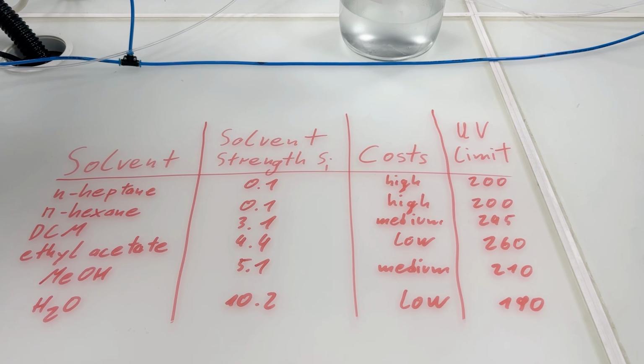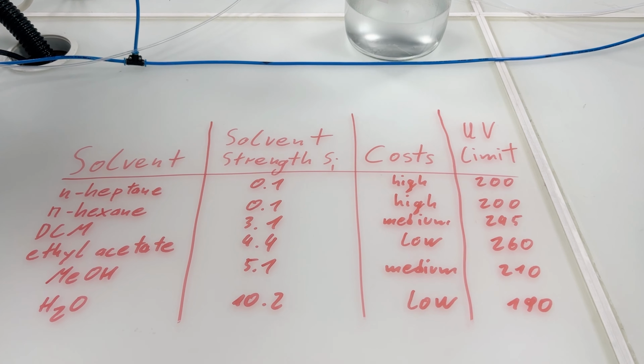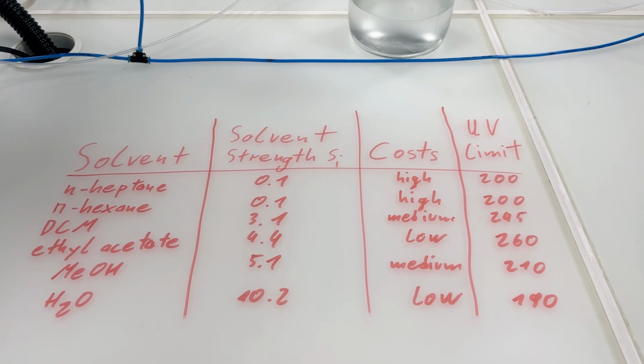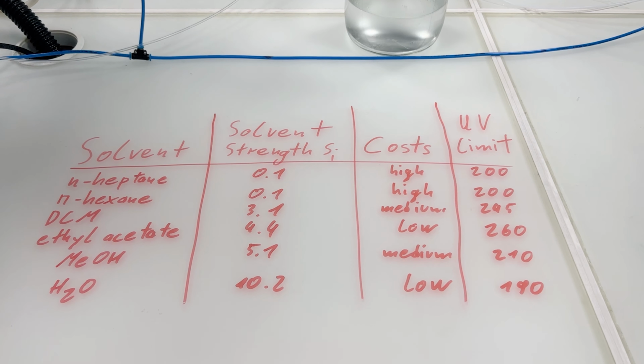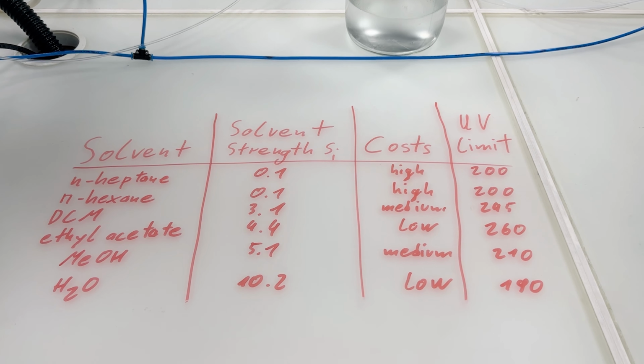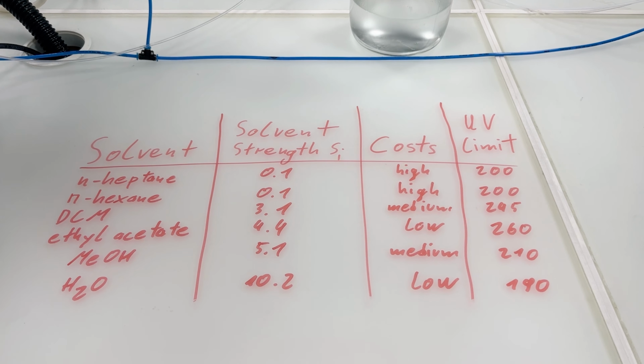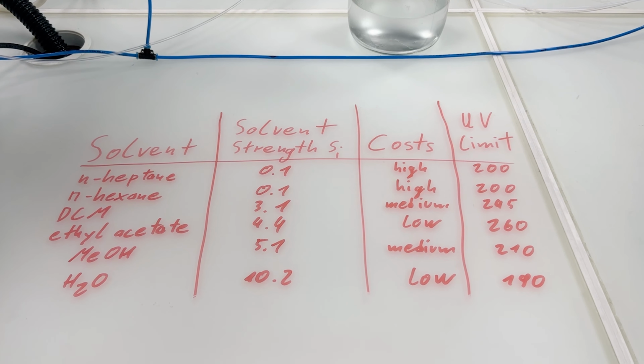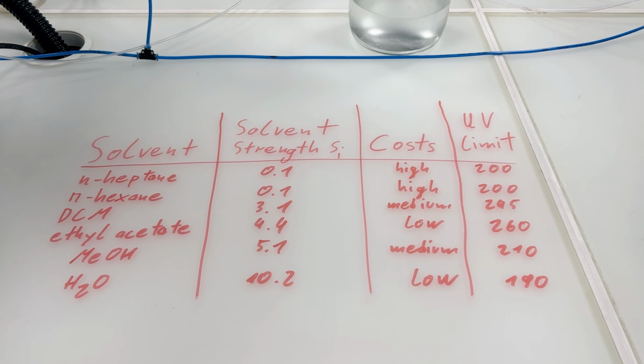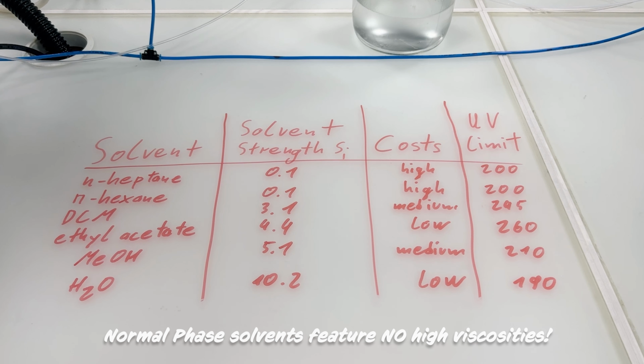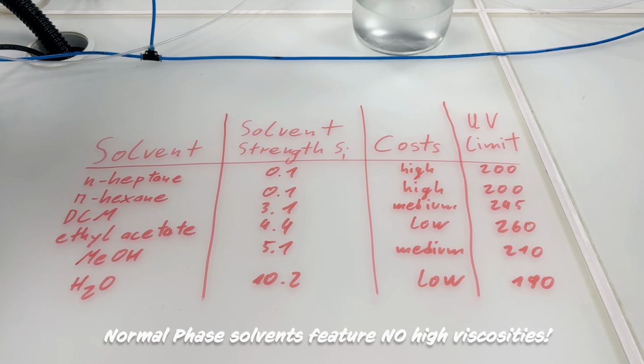Compared to the reverse phase solvents, the solvents here in normal phase have significantly higher UV limits. So this must be taken into account so that the sample is not masked by your solvent. In contrast to reverse phase chromatography, the pressure in normal phase chromatography is not a problem, since the viscosities are very low.